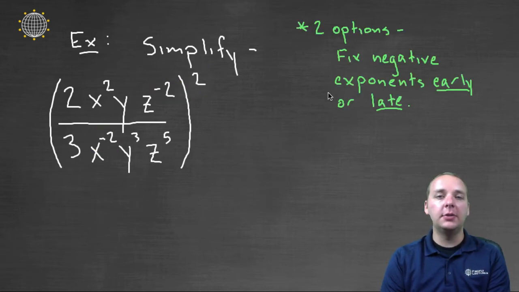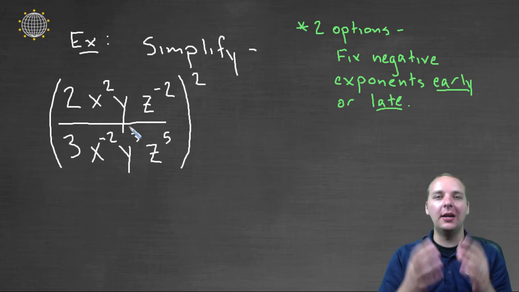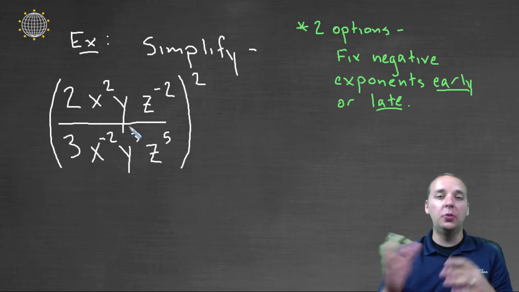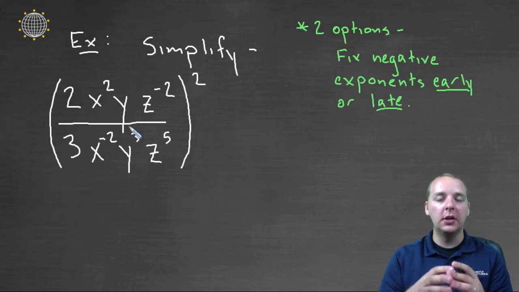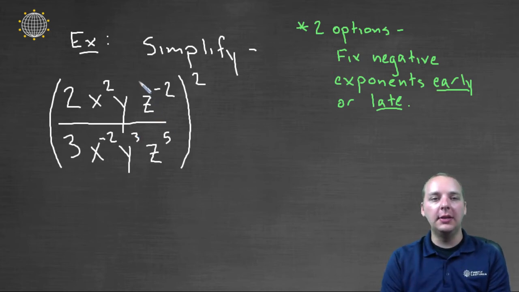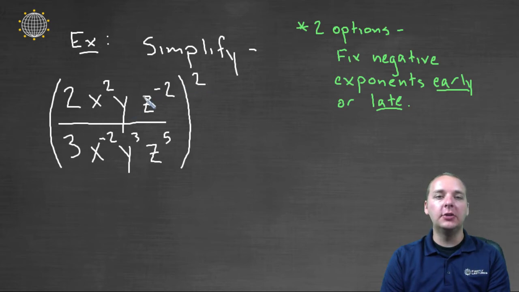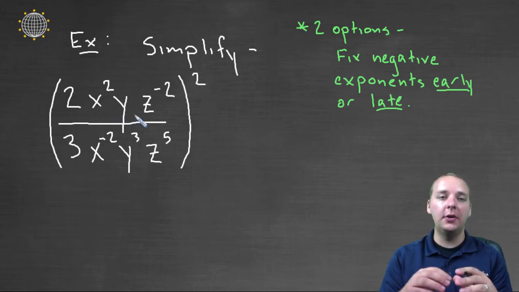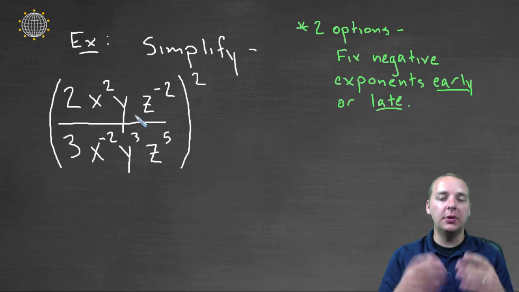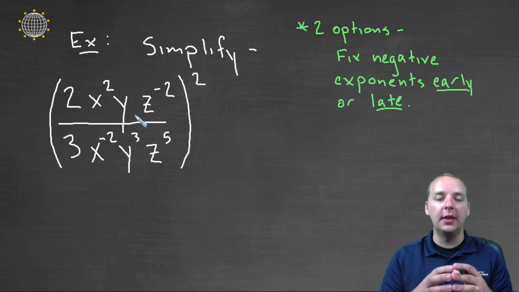Now we have two options and they're both fine. It's your preference. We can fix the negative exponents either early or late. We can take care of the negative exponents right now, put them where they're going to be, simplify the inside of the parentheses, and then when we're done we'll just square everything. Or if you want to get rid of these parentheses, you can square all the terms on the inside first, and you'll have negative exponents, but that's okay. You can fix the negative exponents later after you've squared everything.